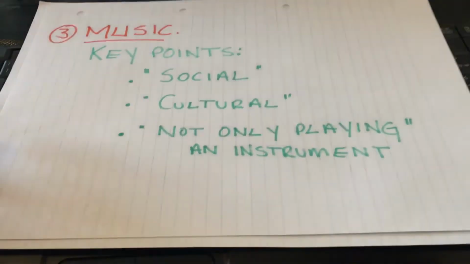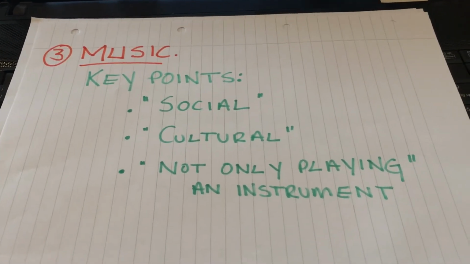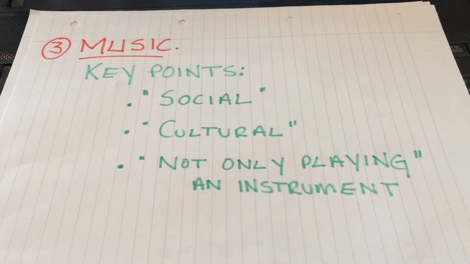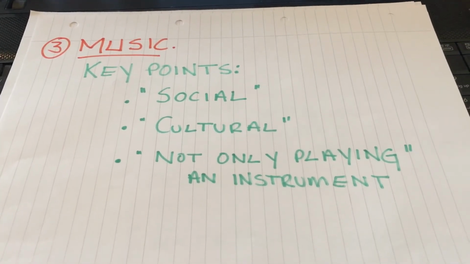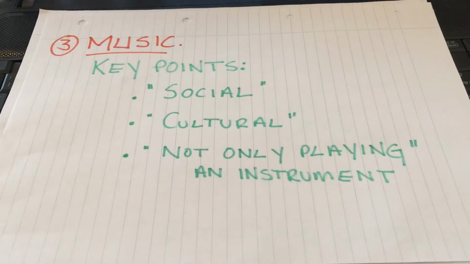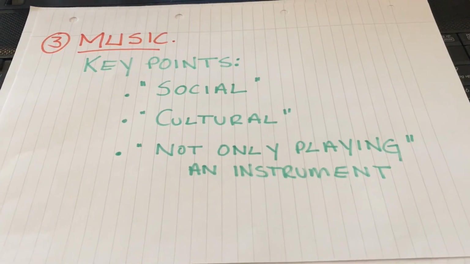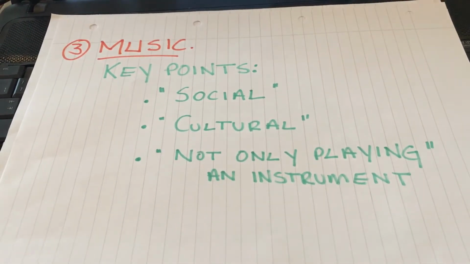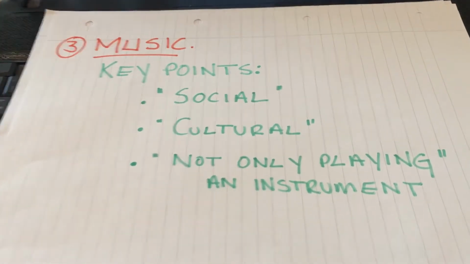Okay, and the third one in our series is music. So the key points to think about with music when you pick it out of the design context that they gave you are, they're looking for something that is social, they're looking for something that is cultural, and they're looking for something that isn't just an instrument. So they're not looking for you to think about designing and making a ukulele or something similar, though you could if you wanted to. But what they're not saying is you have to make an instrument.